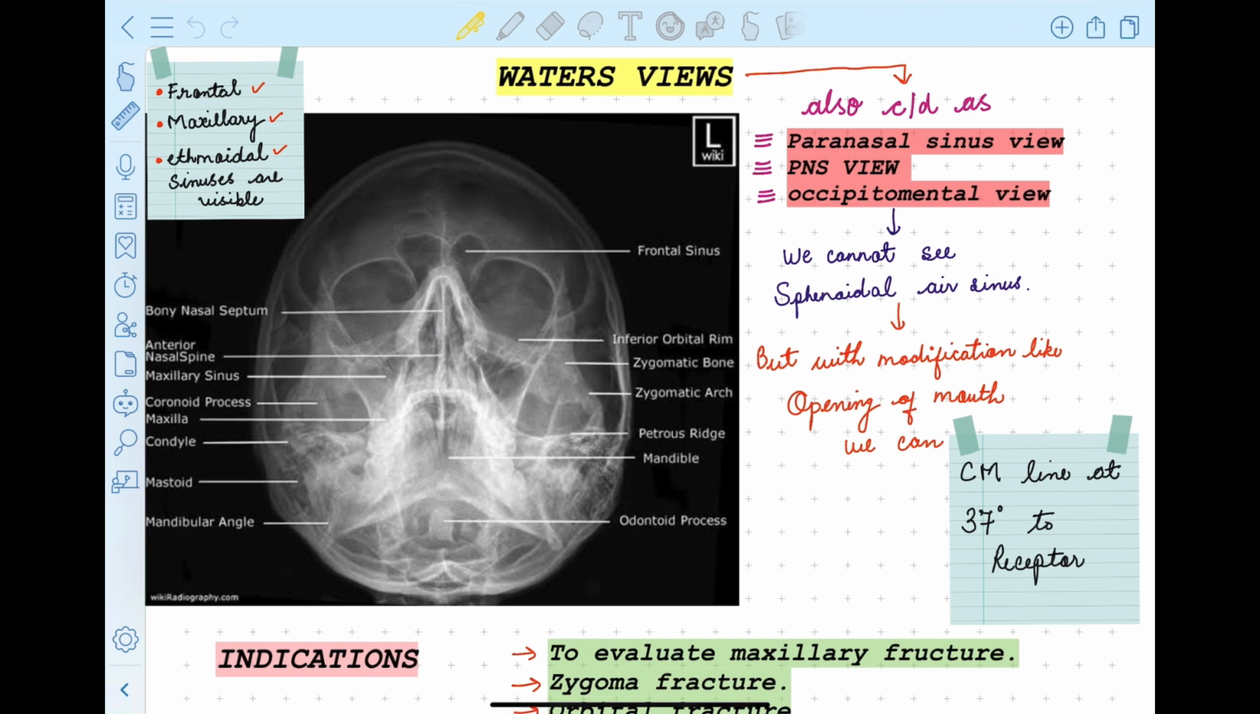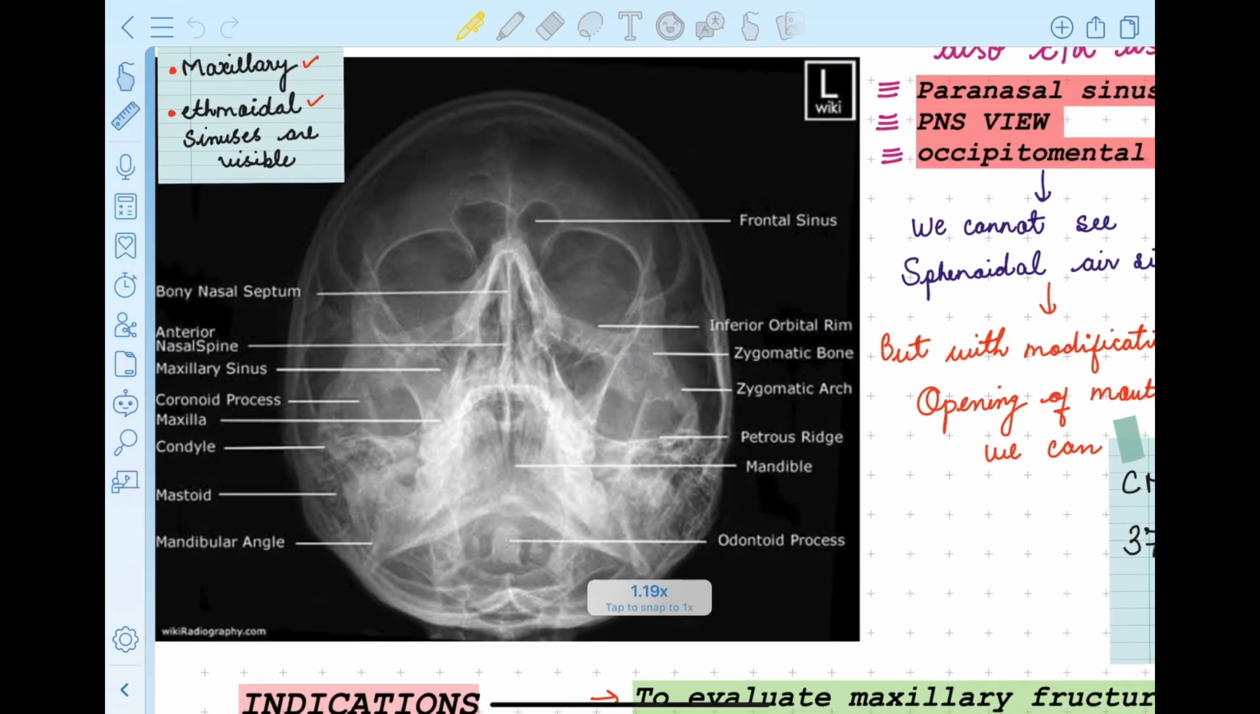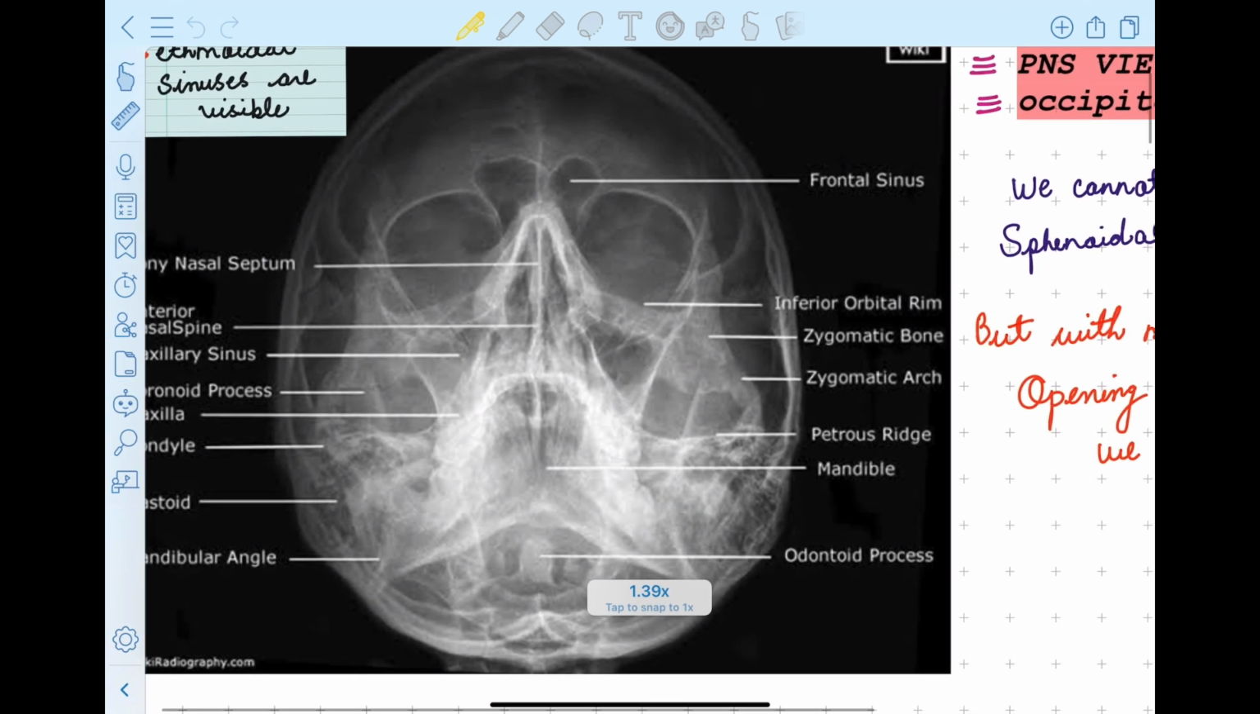So Waters view. Before we begin anything else, first of all, the very important thing is how you're going to identify the X-ray, whether it is Waters view or not. Just look into the picture. I'm going to tell you certain tricks on how you're going to identify. So understand.